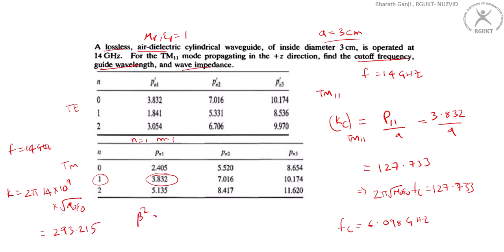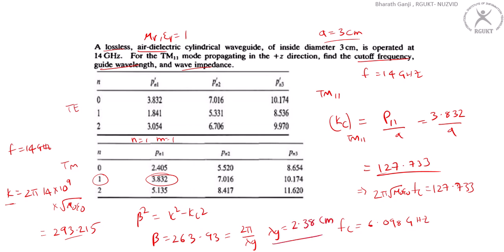But beta squared is nothing but k squared minus kc squared. I have the kc squared, I have the k value. So if I take a square root, I get the value of beta as 263.9393. From here, beta can be written as 2 pi by lambda g, right? So this becomes equal to 2 pi by lambda g. That gives us the guided wavelength as 2.38 centimeters. So once we have the guided wavelength, we have the cutoff frequency and guided wavelength.